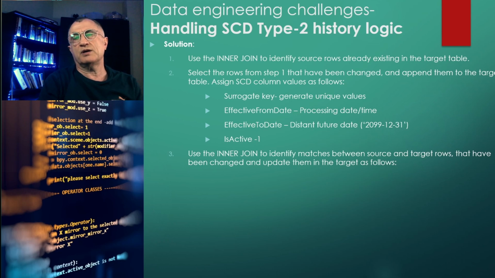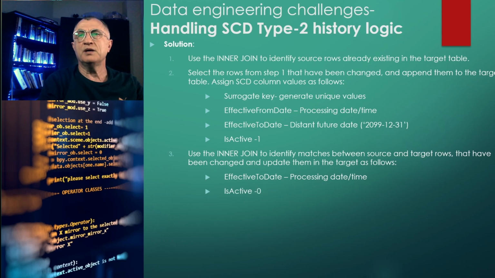As a next step, we're going to expire rows from the source that have matches in the destination table. And to do that, we're going to apply an inner join again and use matching logic using the hashing algorithm, just like we explained earlier. However, for these rows in the destination, we will set the effective to date to the processing date time. So basically, at that point, the lifespan will end. And then we will set the is active flag to 0.